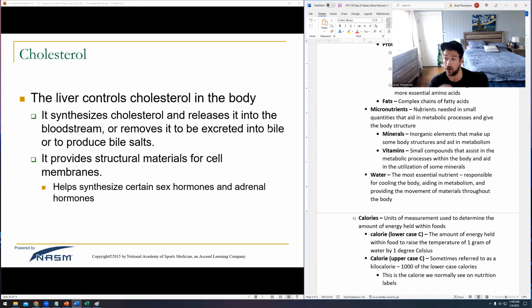Now we also get cholesterol when we're talking about fats. Cholesterol is going to be synthesized in order to make things like hormones. Guys, testosterone, very important. It's one of the reasons why you need to have cholesterol in your diet. Also helping make your cell membranes. That's one of the reasons we use cholesterol.